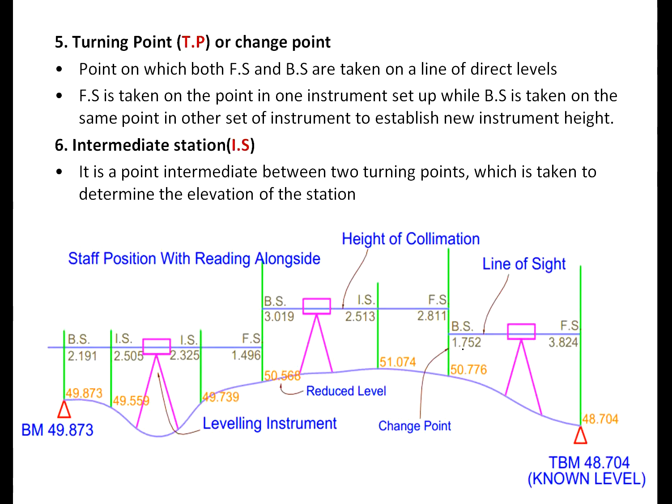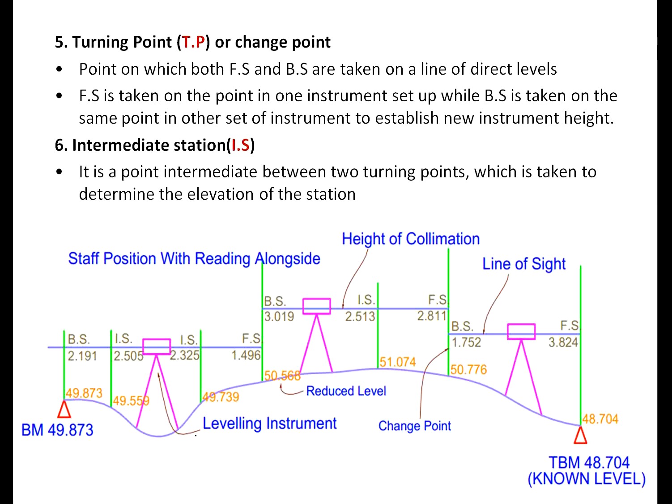Now coming to two terms, one is turning point or change point and another one is intermediate station. To understand both these terms you can refer to this figure. Consider this as a leveling work which is done between 2 points marked red here. The red triangle is shown at those 2 points. We have to conduct the leveling work from this left side point to this right side point.